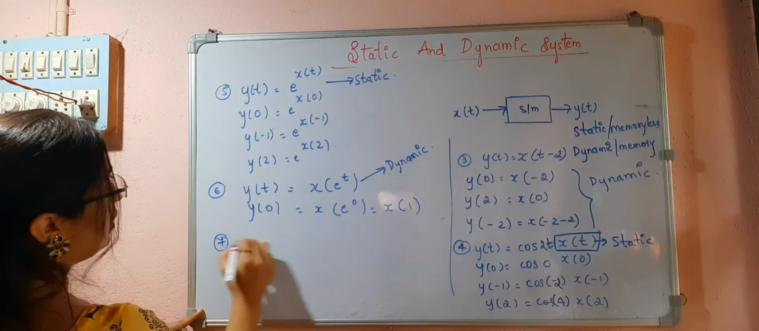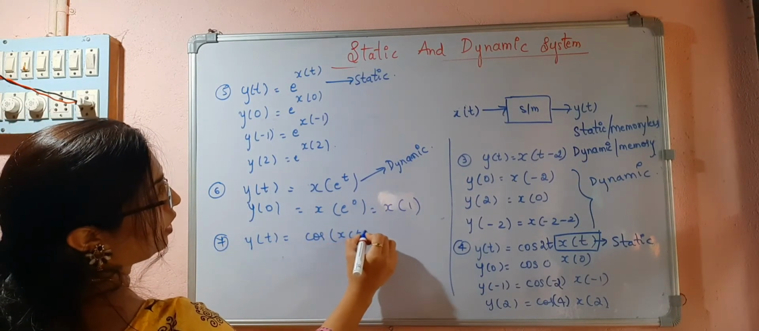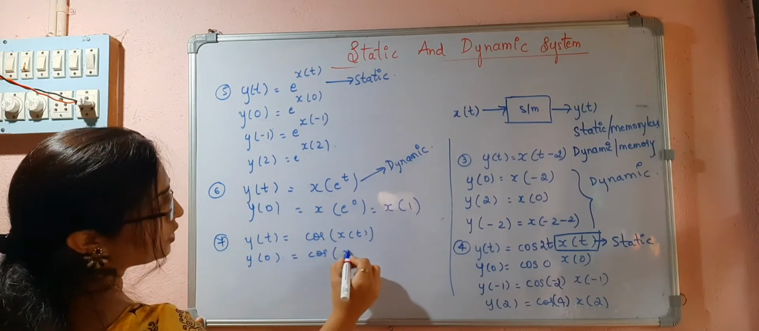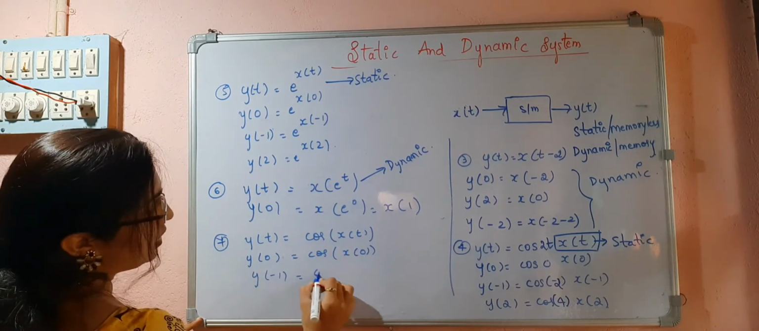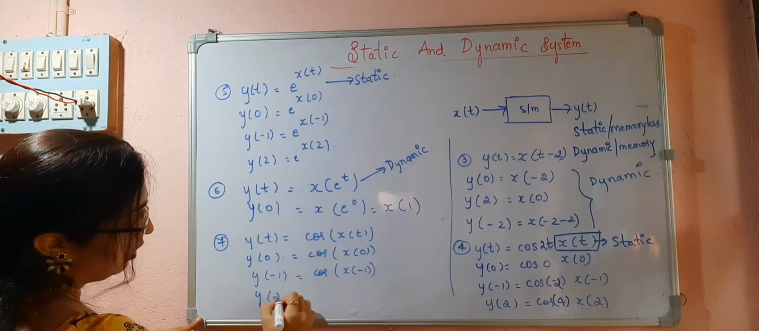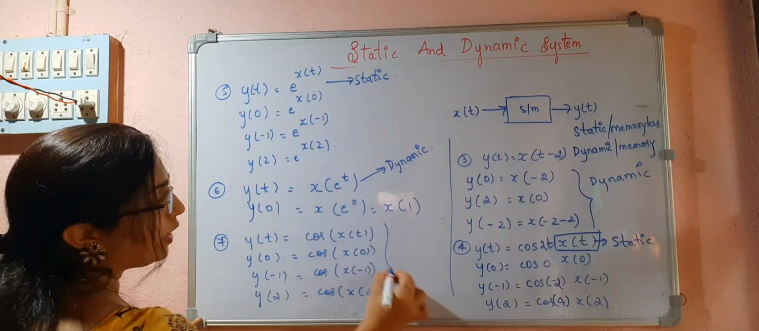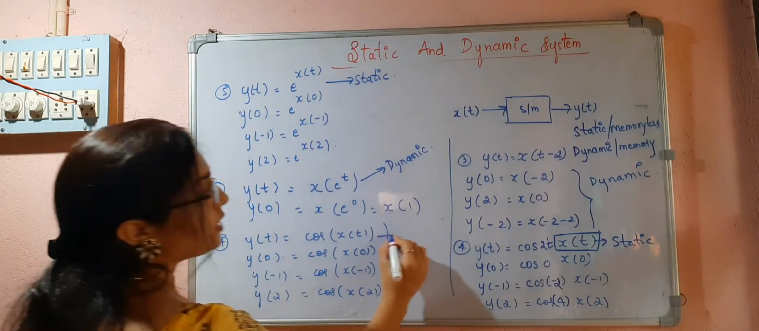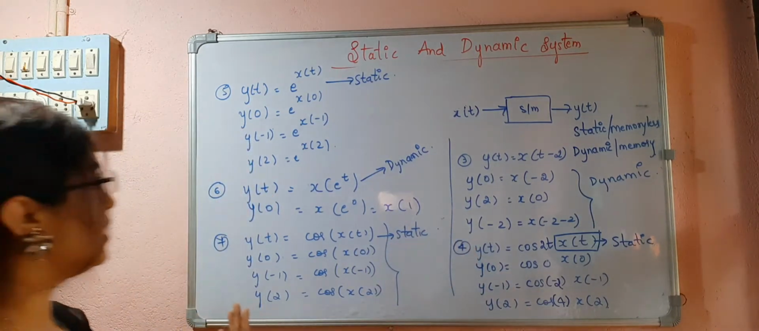Seventh: y of t is equal to cos of x of t. So y of 0 is equal to cos x of 0. Okay, it is satisfying the condition. y of minus 1 is equal to cos of x of minus 1. This is also satisfying the condition. y of 2 is equal to cos of x of 2. So it is depending only on the present values of the input. So this is a static system.